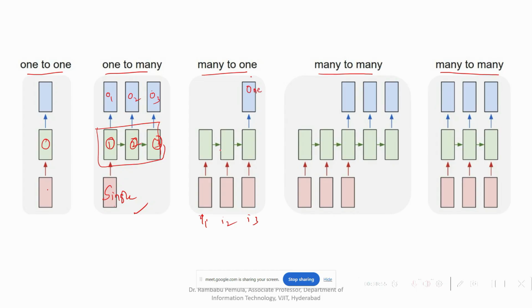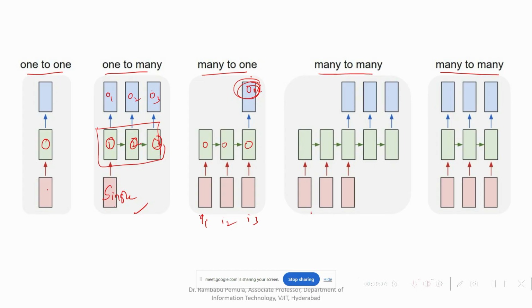So with the help of multiple RNN neurons, we are going to generate only one output. Simply this is called a many-to-one output. After reading all the inputs, finally we are going to generate the single output.